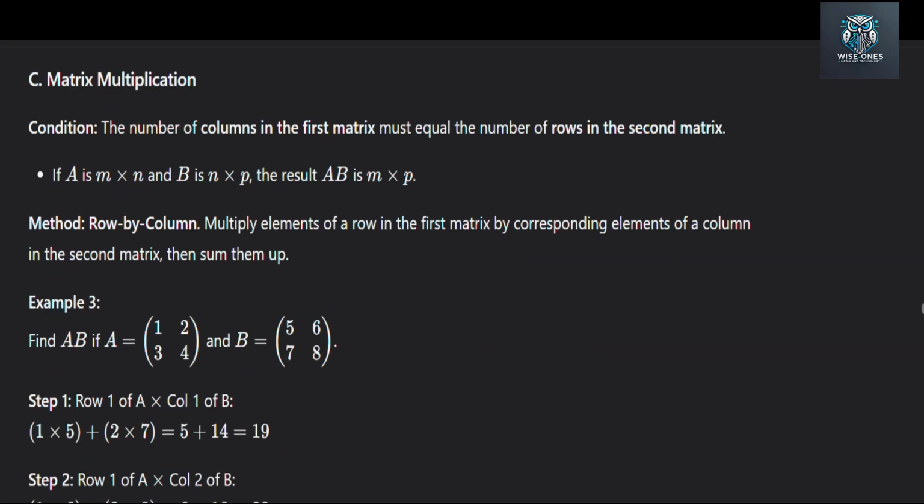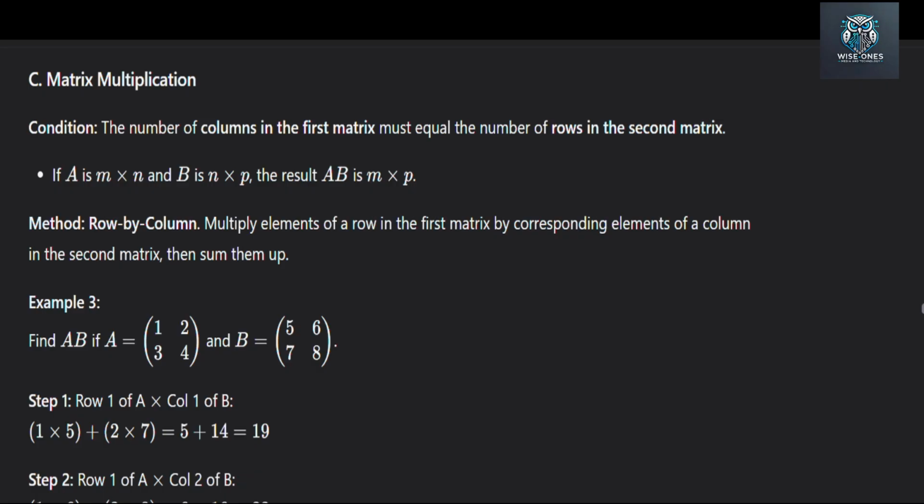Now we come to the most important part of this lesson, matrix multiplication. I want you to pay very close attention here. This is where most students make mistakes, so I want you to wake up and focus. The condition for matrix multiplication is specific. The number of columns in the first matrix must equal the number of rows in the second matrix. Think of it like a key and a lock. The inner numbers must match.